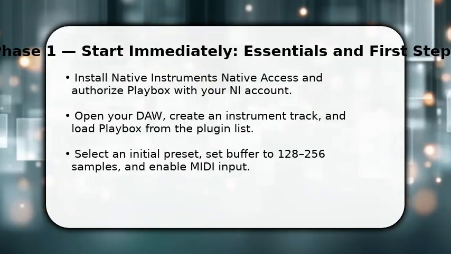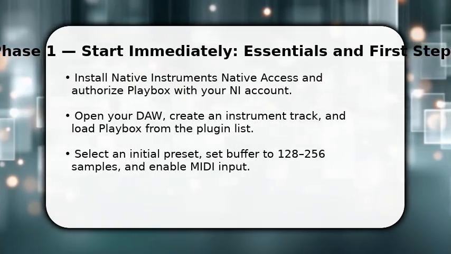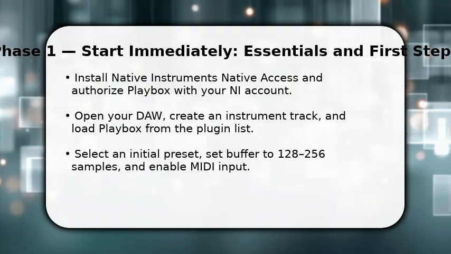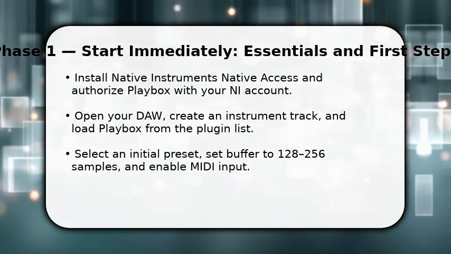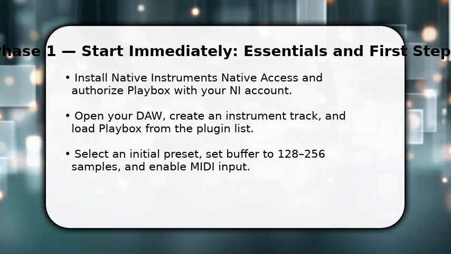You start by authorizing Playbox in native access so the engine can run. This gives you presets and samples immediately. Once done, open your DAW and create an instrument track, then load Playbox from your plugin list.